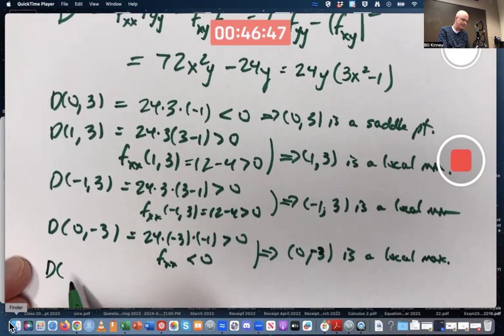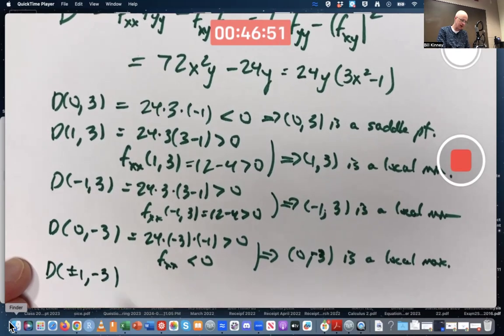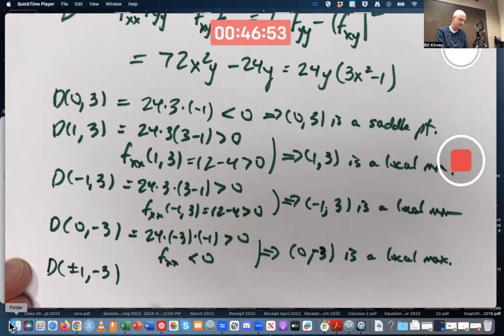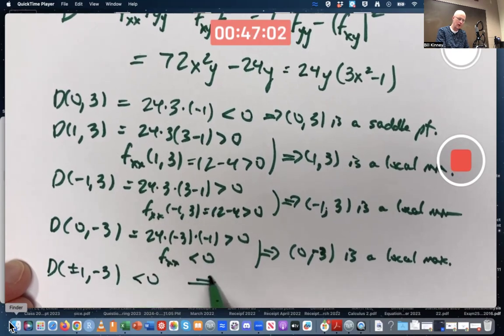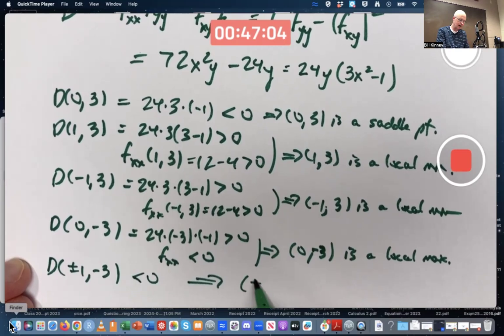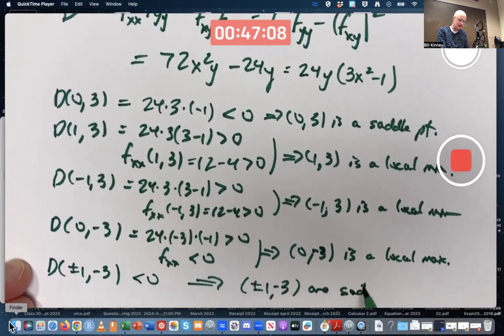D at (1, -3) and (-1, -3) maybe are both the same. Yeah, and in both cases you get a negative quantity. Those end up being both saddle points. I'll let you check that.